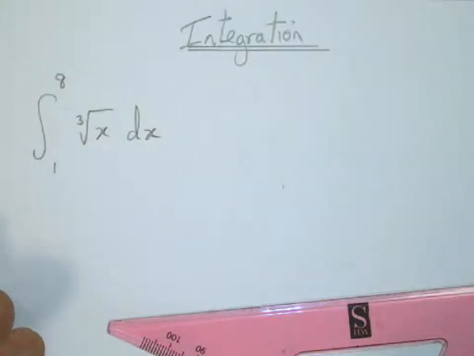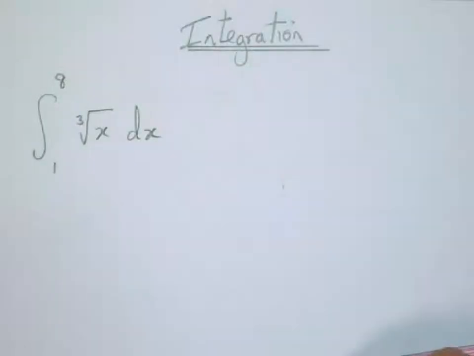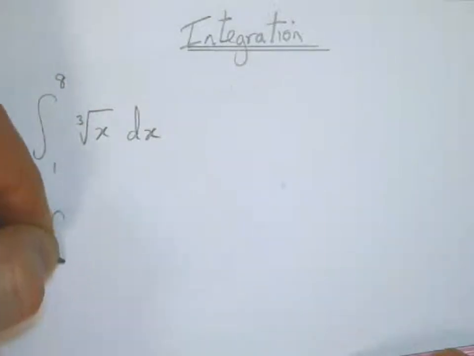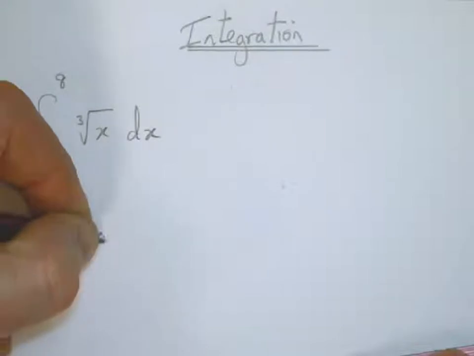Okay, in this tutorial I'm going to show you how to integrate, and this is a definite integral in between the limits of 1 and 8. Before you can integrate this though, you have to get it ready for integration, and to get it ready for integration you have to first of all change this surd into an index, and to do that we can rewrite it as the integral between 1 and 8 of x to the power of a third.